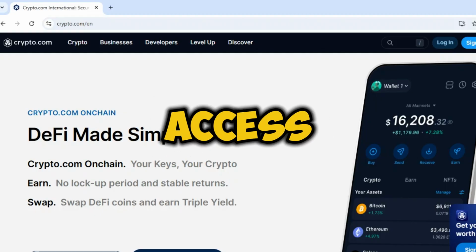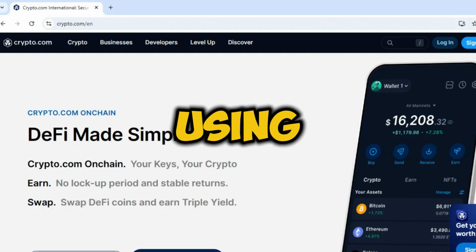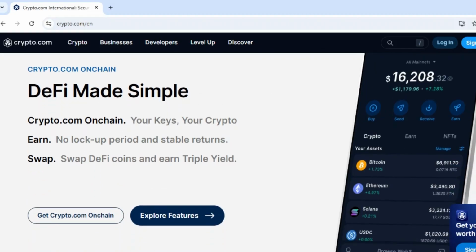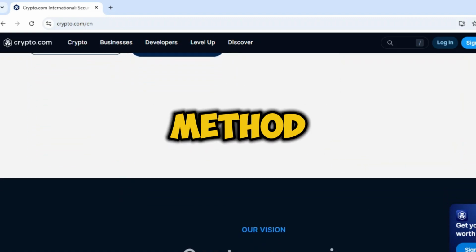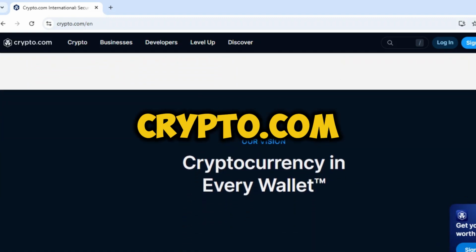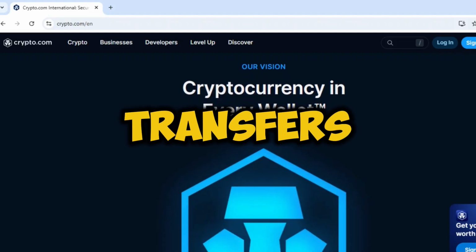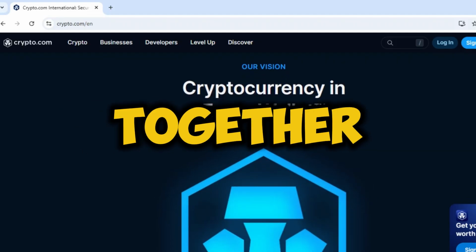For faster access to deposited funds, consider using wire transfers for larger amounts, though they may involve fees from your bank. And just like that, you've mastered the primary method for moving USD in and out of Crypto.com. ACH transfers make traditional banking and crypto work together seamlessly.